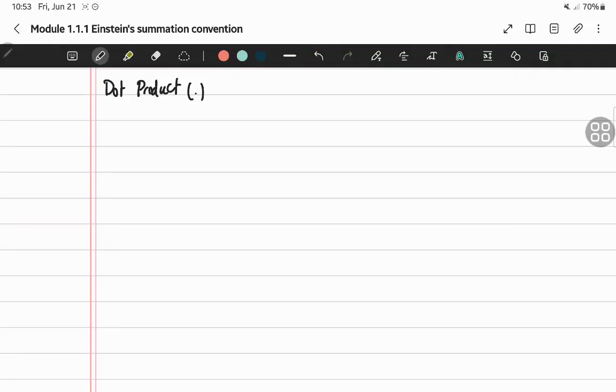This is a correction video for the dot product from module 1.1.1, Einstein's summation convention. Basically, the dot product we remember from high school takes two vectors and spits out a scalar. And here we have tensors, so we'll take two tensors and it will spit out a scalar.